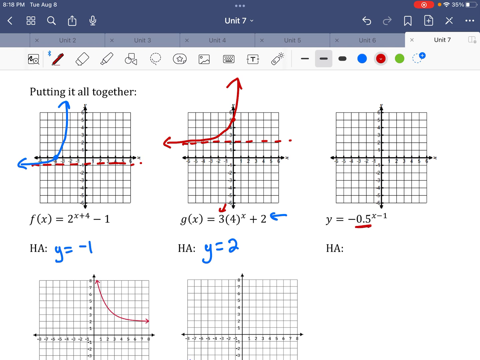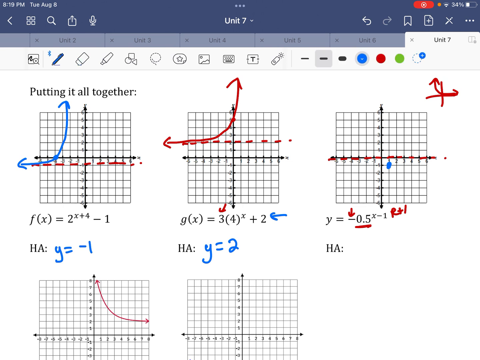I have a decay. So my basic problem is looking like this. Okay, it's moved to the right 1, and it has a reflection over the x-axis, right? So it's not moved up or down, so my asymptote is still at 0. So I have to move this thing from this point, and I can just use that point. I can move it right 1, and then I have to reflect it to down here. All right, reflect it over the x-axis.